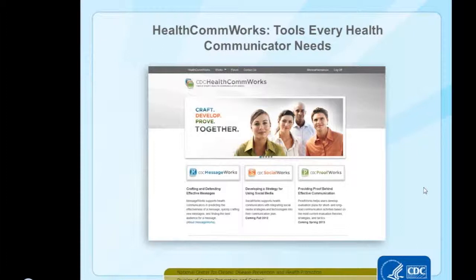ProofWorks, the third tool, looks at evaluation of a communication campaign. So given the hard work you're doing, you're going to want to demonstrate an impact. And there's many different designs, many different metrics you could choose, but we have some top-notch experts looking at how do we guide you through the process of navigating all those options so that you can reach an effective plan for demonstrating your impact. So whether it's messages, whether it's social media, whether it's evaluation, HealthCommWorks has something for all of those needs. ProofWorks is going to be available in the spring of 2013, so within a year all these will be available to you, and we're really excited to see what you do with them.